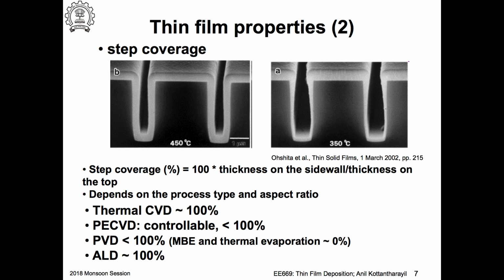Now in thermal CVD you can get nearly 100%. PECVD you may be able to control it, but typically less than 100%. PVD is less than 100%, and you can get 0 step coverage in processes like MBE and thermal evaporation. Okay, so we'll see why soon.